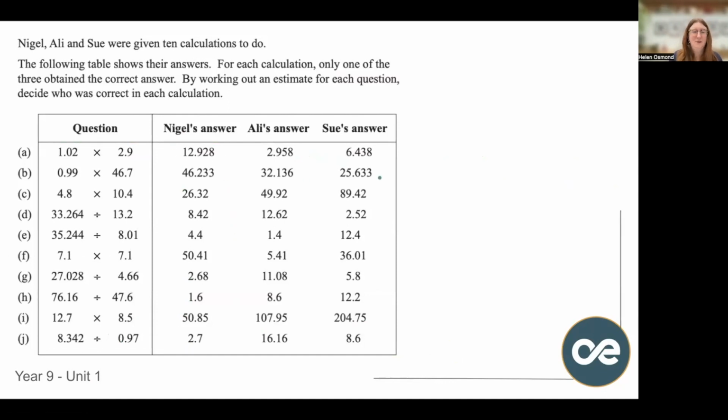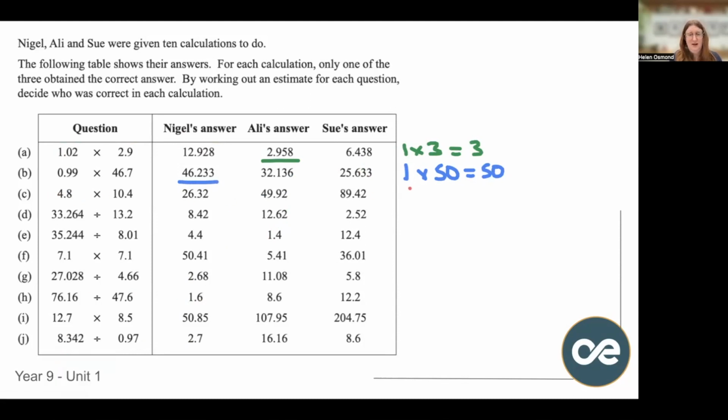Okay, welcome back. So I'm going to write the estimated, the rounded calculations on the side so you can see. So this is roughly 1 times 3. So my answer is going to be the one that's closest to 3. So in the first part A, Ali is right. Looking at the next one, this is roughly 1 times 50. So the answer that's closest to 50 is going to be this one here. So Nigel is correct for the second one.